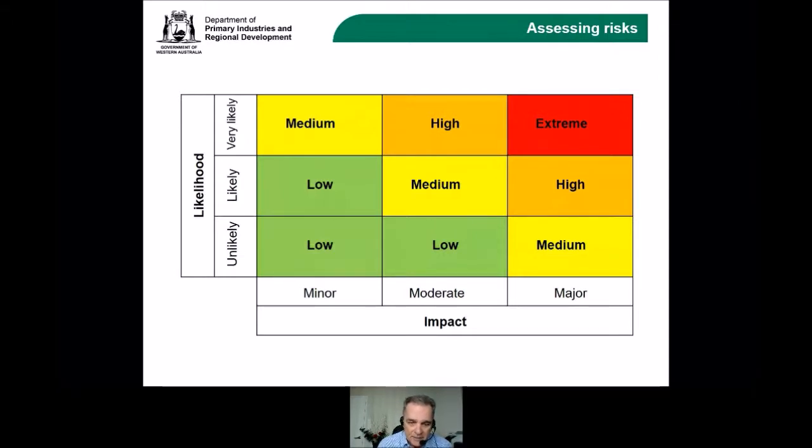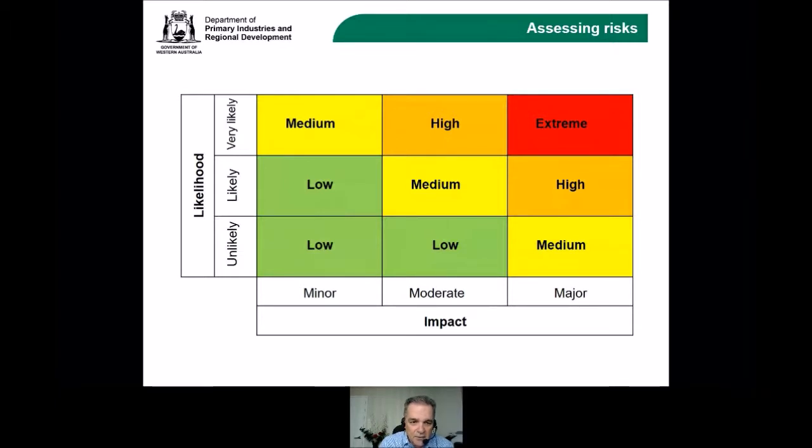So if we were looking at this risk table from a financial perspective, we might say a minor risk in my farm is something that could cost up to $10,000. Now, that depends on your farm and it depends on your financial situation as to how much that dollar amount is. We might say that moderate is somewhere between $10,000 and $50,000. And major might be something more than $50,000. So we define those bottom impacts.